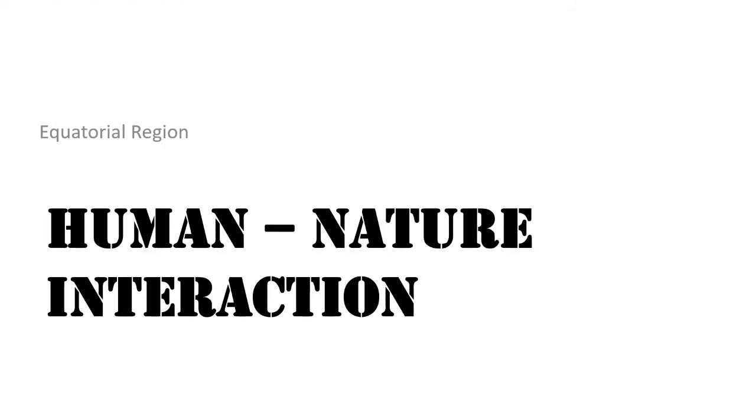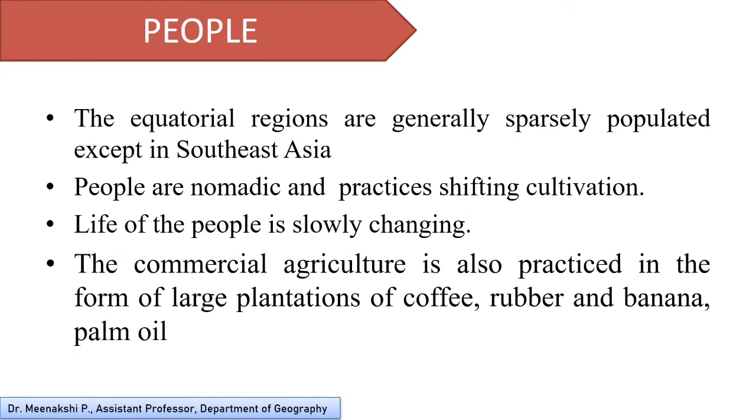Coming to the human-nature interaction, the equatorial region are generally sparsely populated except in the Southeast Asian region. The people are mostly nomadic in nature and practices shifting cultivation, but later on, with the introduction of transport and communication, life of the people in the equatorial region is slowly changing. They started practicing commercial agriculture, mainly started cultivating single cash crops like rice, citrus, tea, soya beans. In the Amazon basin, people also grow manioc and cassava. The commercial agriculture is also practiced in the form of large plantations of coffee, rubber, banana, palm oil, etc.